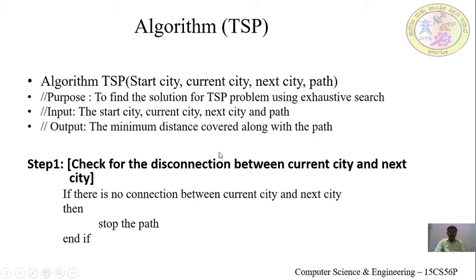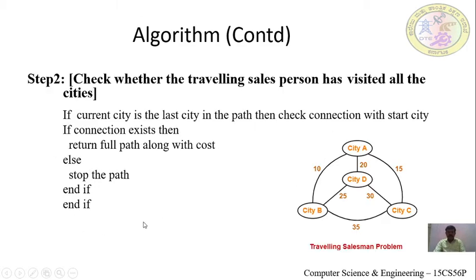So let us discuss step by step. Check for the disconnection between the current city and the next city. If there is no connection between the current city and the next city, there is no need to traverse. Stop the path. You cannot traverse from one city to another city. So stop that path.